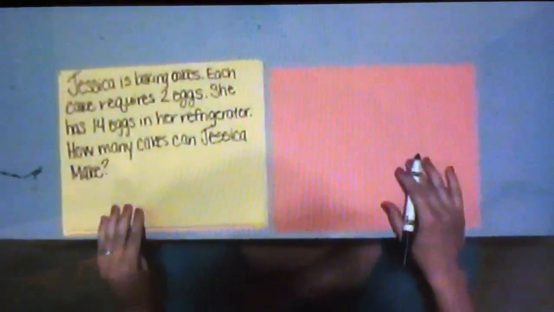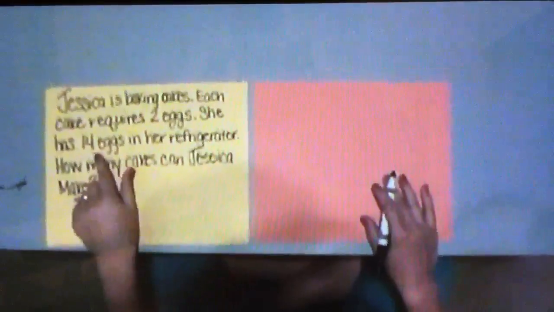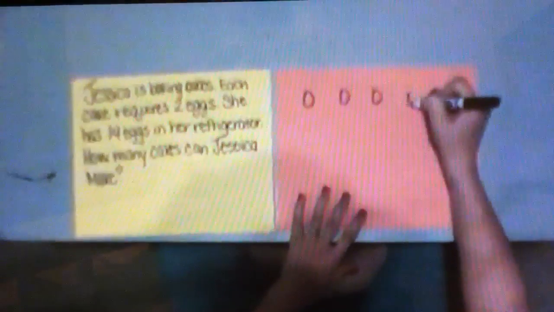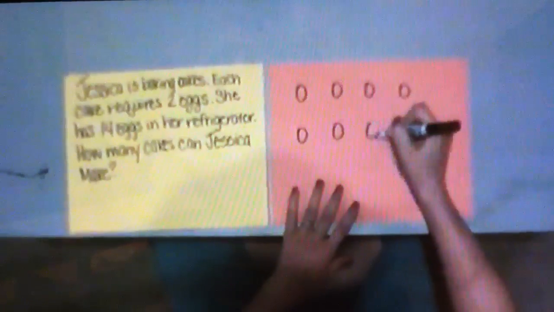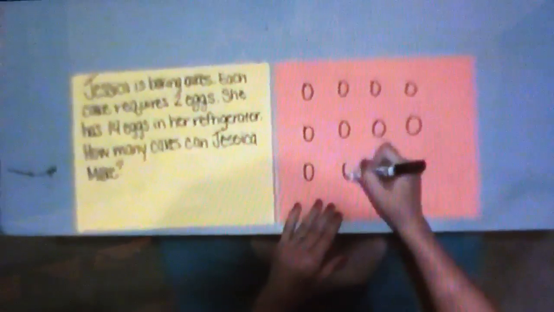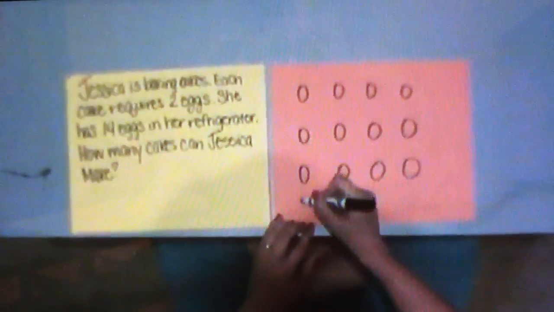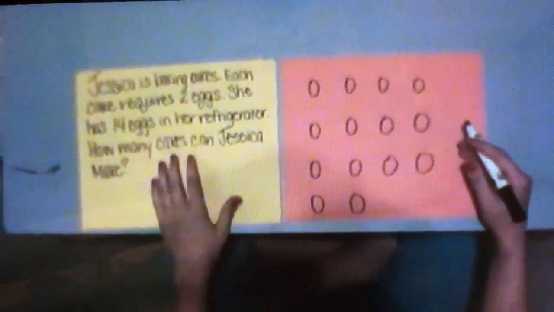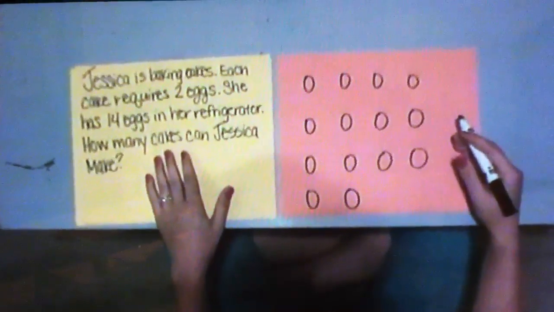Let's draw pictures again. Now, we know she has 14 eggs in her refrigerator, so let's draw those 14 eggs using circles again. 1, 2, 3, 4, 5, 6, 7, 8, 9, 10, 11, 12, 13, 14 eggs. Very good.